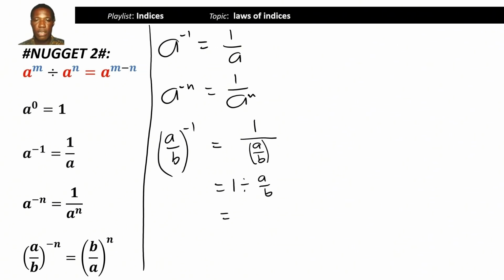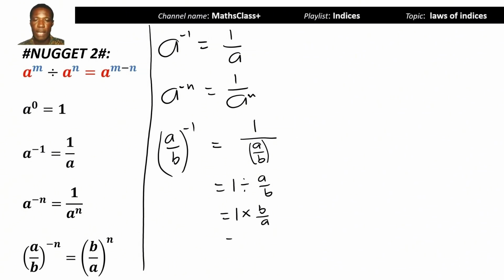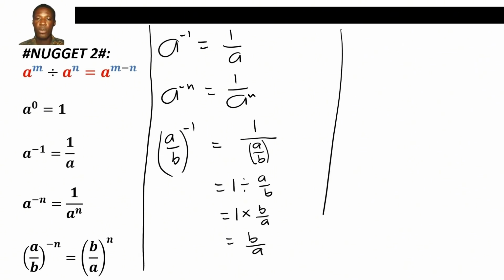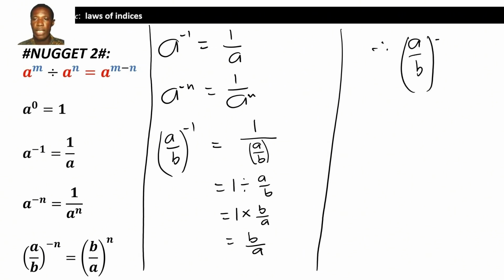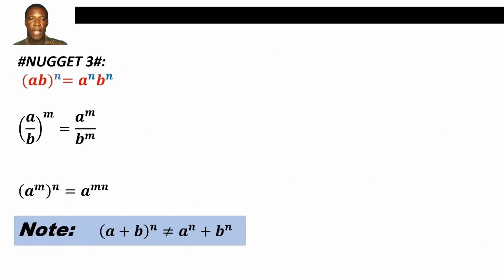And then since it's division, I can multiply and reciprocate the dividend to be b over a, right? That gives me b over a as a result. So I can conclude that a over b to the power negative 1 is the same as b over a, right?